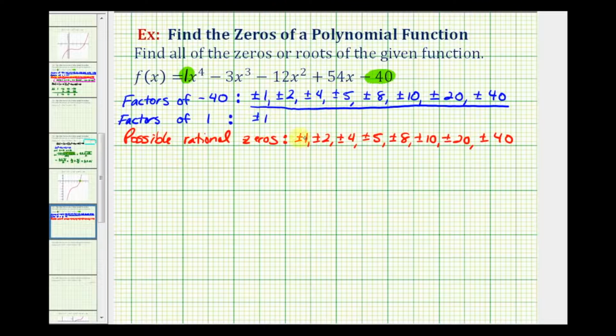At this point, we could substitute these x values into the function to determine which of these make the function equal to 0, but this trial and error method would take a lot of time, so what I like to do is take a look at the graph of the function. Remember, our goal is to find the x values that make the function equal to 0, or the x values where y would be equal to 0. So graphically, the real zeros of this function would be the x-intercepts of its graph. So let's take a look at the graph and analyze it.